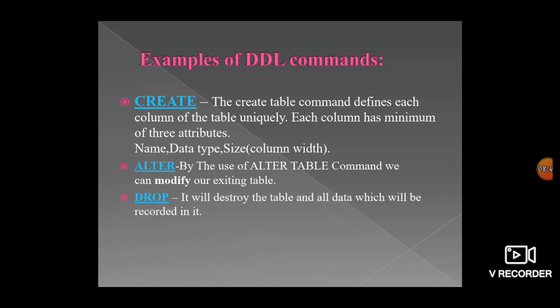Size means column width. If we are going to take characters, meaning alphabetical words, we define a minimum length of characters. If we want to use up to 20 characters, we describe that as the size. Because of that we are using the size. After seeing the examples you can understand very well. So here columns are called attributes and rows are called tuples.